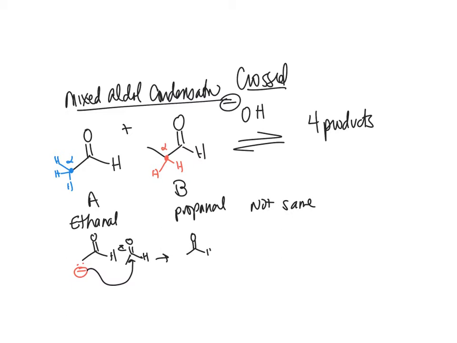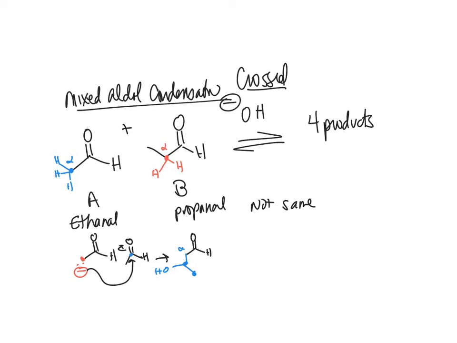You draw your nucleophile, just the same, and then it'll attack this carbon. There's your alpha, there's your beta. So we have 1, 2, 3, 4, 1, 2, 3, 4. Okay, so there's your product.